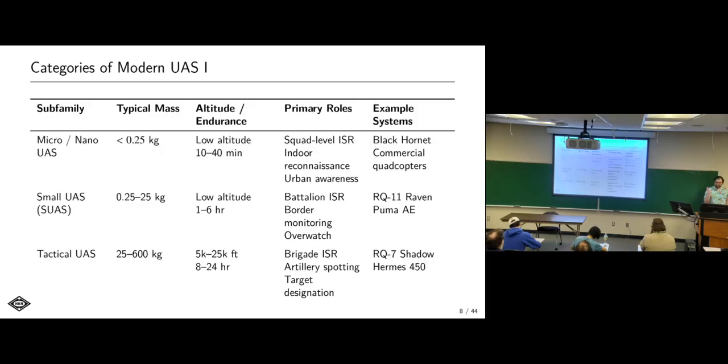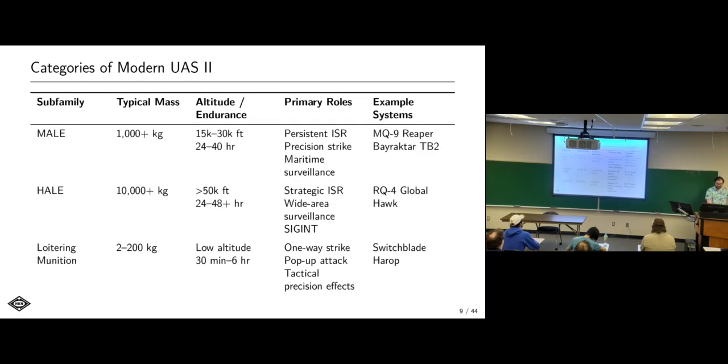Some of your little FPV drones that fly around in buildings can do that, up to tactical UAS that can fly 8 to 24 hours and weigh 600 kilograms. The MALE and HALE stuff, the medium altitude and high altitude, those can be 10,000 kilograms. They fly at 50,000 feet. That's like Global Hawk, for example.